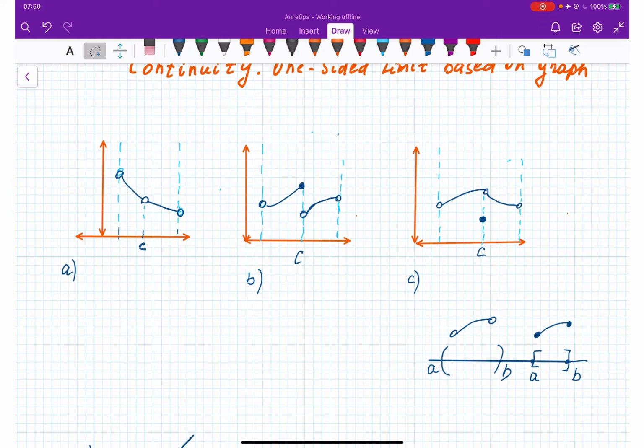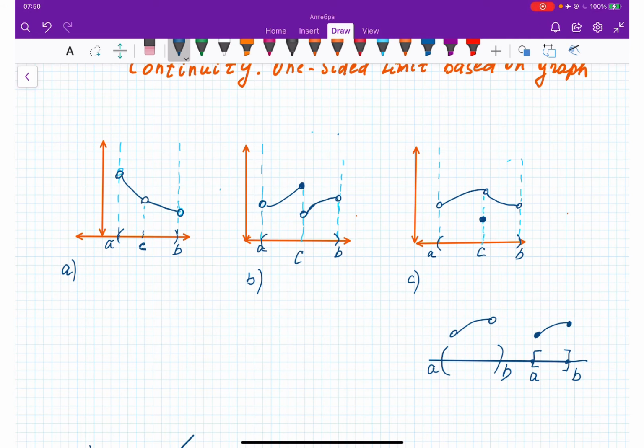Okay, so here we are going to explore continuity on the open interval. As you can see, here on A, we have open interval A and B. Why? Because I have empty circles, yes? Here is also open interval A and B. Here also open interval A and B. So right now we are going to explore continuity on open interval.